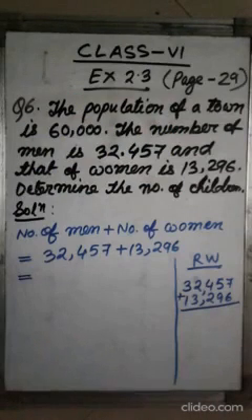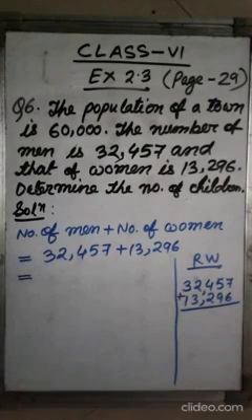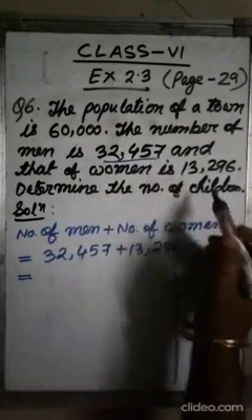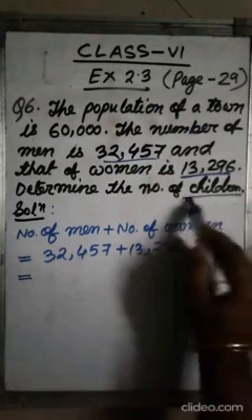The next question is question 6. The population of a town is 60,000. The number of men is 32,457, and that of women is 13,296. Determine the number of children. In a town, the number of men, women and children is 60,000. The number of men is 32,457. You can see the number of women is 13,296. We have to find the number of children.